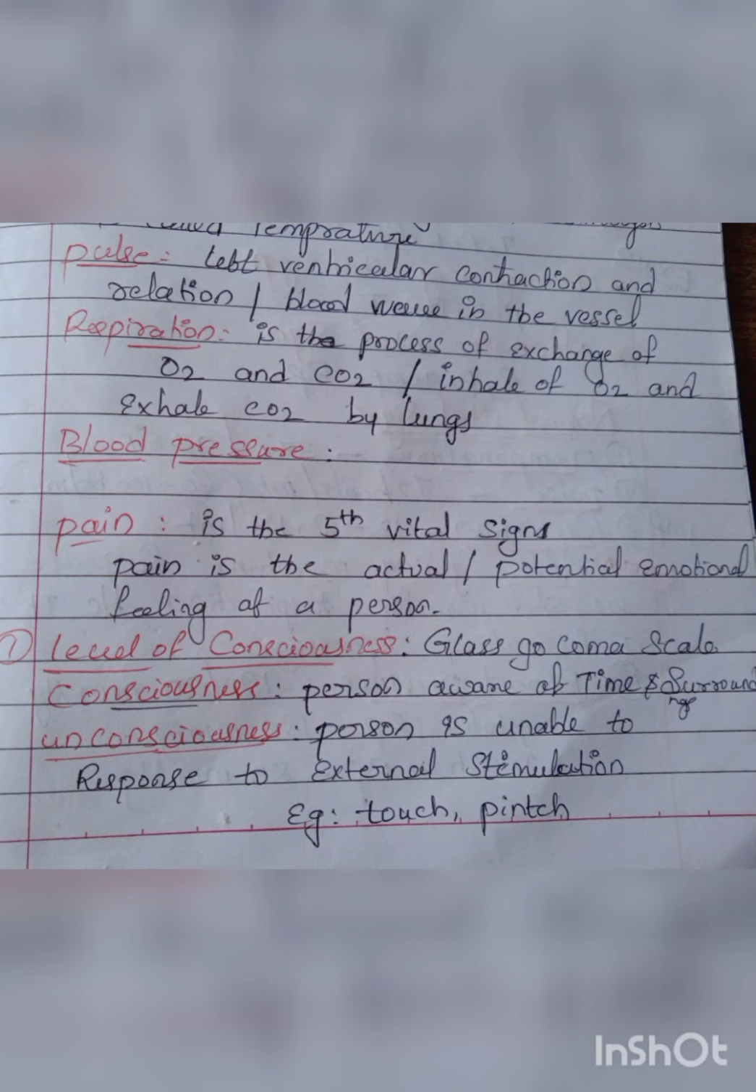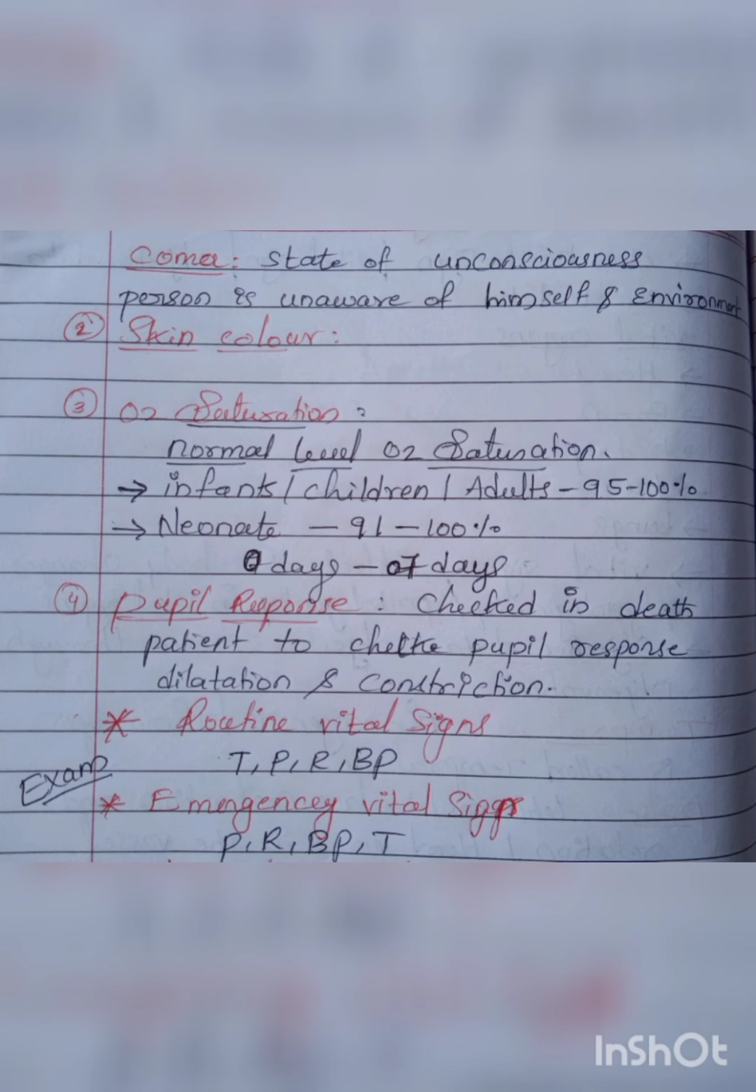In the severe stage of unconsciousness or coma, if we bring anything near their eye cornea, they cannot even blink their eyes. That is called unconsciousness. Whereas the coma person is totally out of his mind. He is unaware of himself and unaware of the environment. That is called coma.